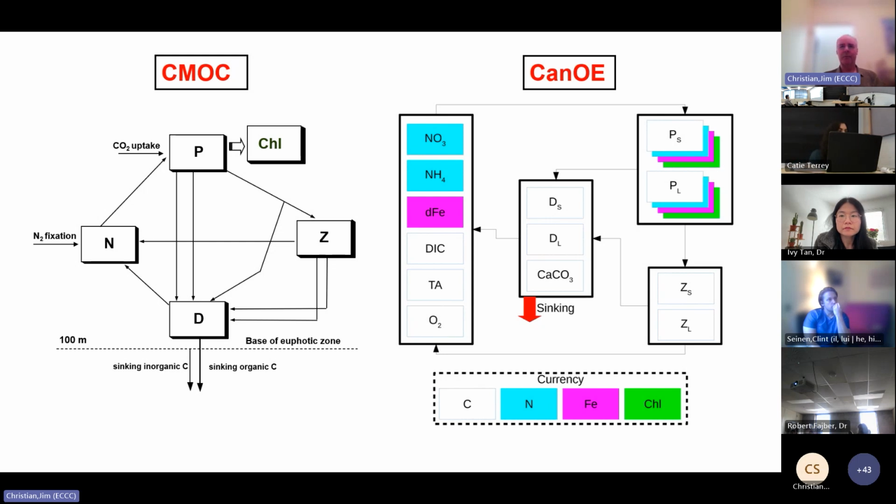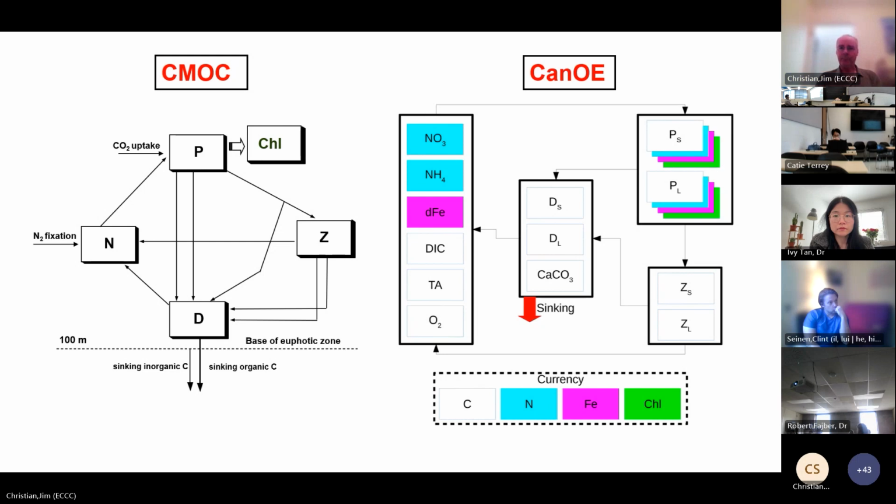CanOE is a much more complex ocean model. It has 19 tracers instead of 7, so it's more expensive. It has a prognostic iron cycle, multiple phytoplankton groups with variable elemental ratios, and multiple size classes of detritus that sink at different rates. So basically, a lot of processes that are highly parameterized in CMOC are represented explicitly in CanOE.